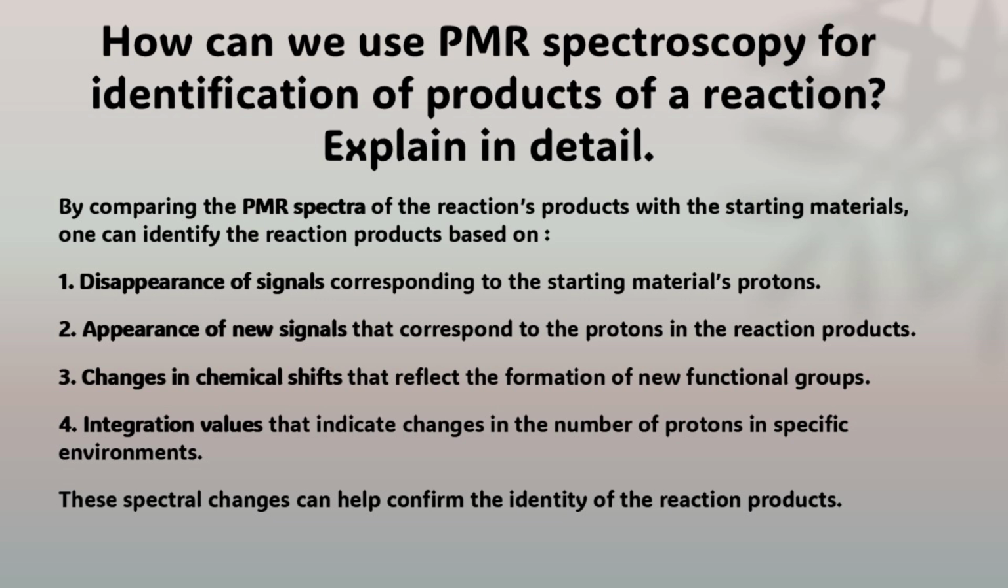Disappearance of signals corresponding to the starting material's protons. 2. Appearance of new signals that correspond to the protons in the reaction products. 3. Changes in chemical shifts that reflect the formation of new functional groups. 4. Integration values that indicate changes in the number of protons in specific environments. These spectral changes can help confirm the identity of the reaction products.